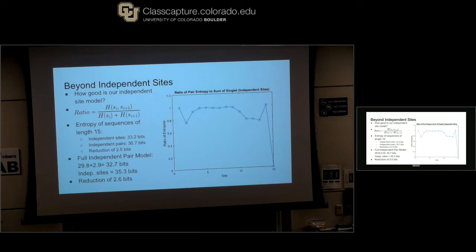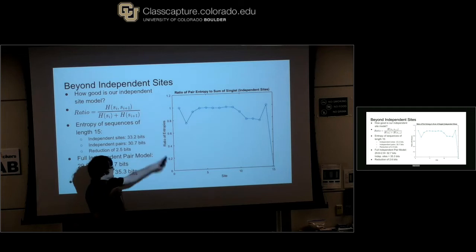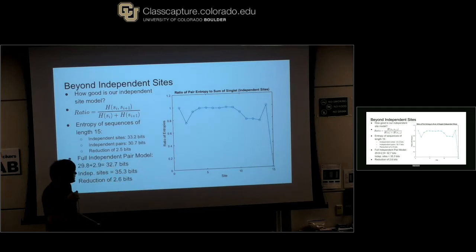So what you can see from this plot here, this is the ratio of the entropies that I'm plotting right there, for this given length sequence that we're selecting by, which is 15, you can see between sites 5 and 10, our independent site model is actually fairly good. But in the beginning of the sequence and at the end of the sequence, there's actually some correlations between sites, which is kind of what you would expect because those are the conserved regions.